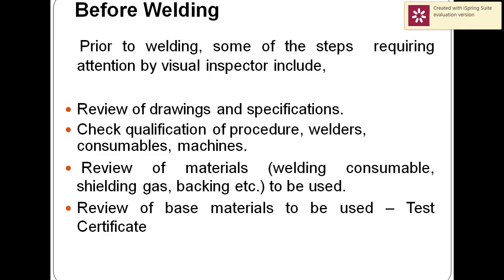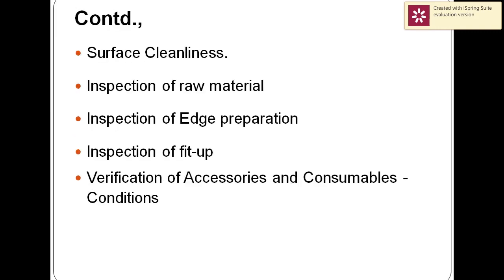Review of base materials to be used. The base metal or parent metal is common. Almost always we receive the test certificate from the customer. Based on that test certificate, if needed, you have to conduct another test. Then you have to confirm and check the quality of that base metal. Based on the base metal quality, we achieve the quality of the welded joints.